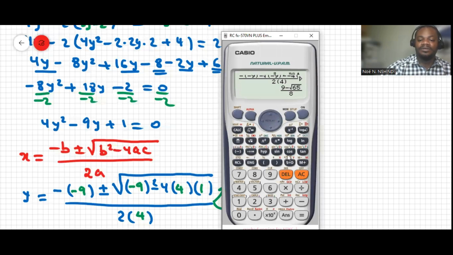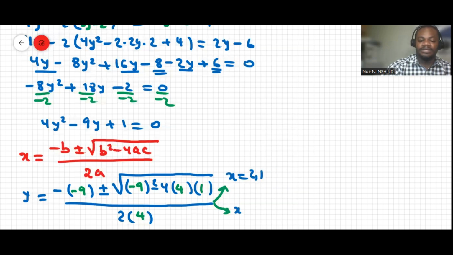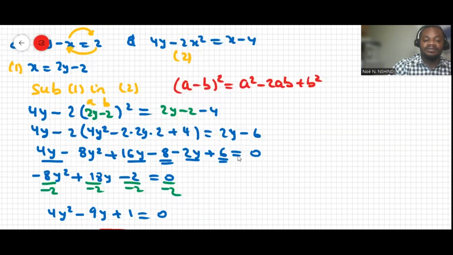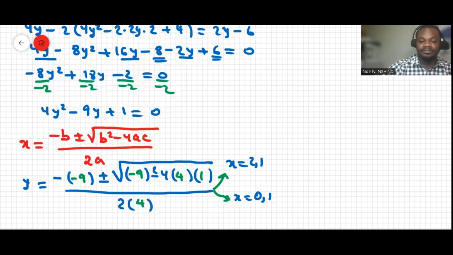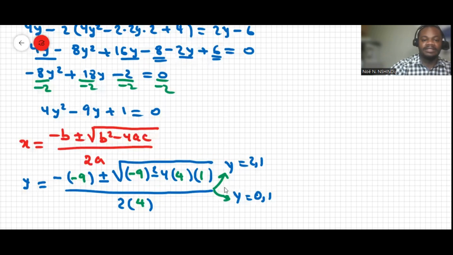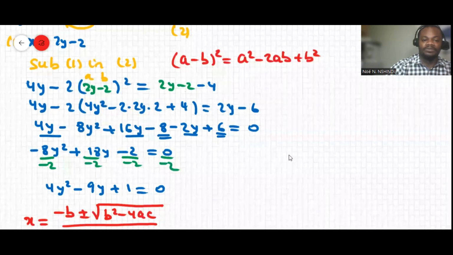Negative, hit equal, and then we press ST there, it's 0.1. That makes x equal to 0.1 to the first decimal place. Now that we got the value of x, we can substitute over here. Now that we got the value of y, because we're calculating y, we can substitute back into x. Remember that x is 2y minus 2. We found it here.